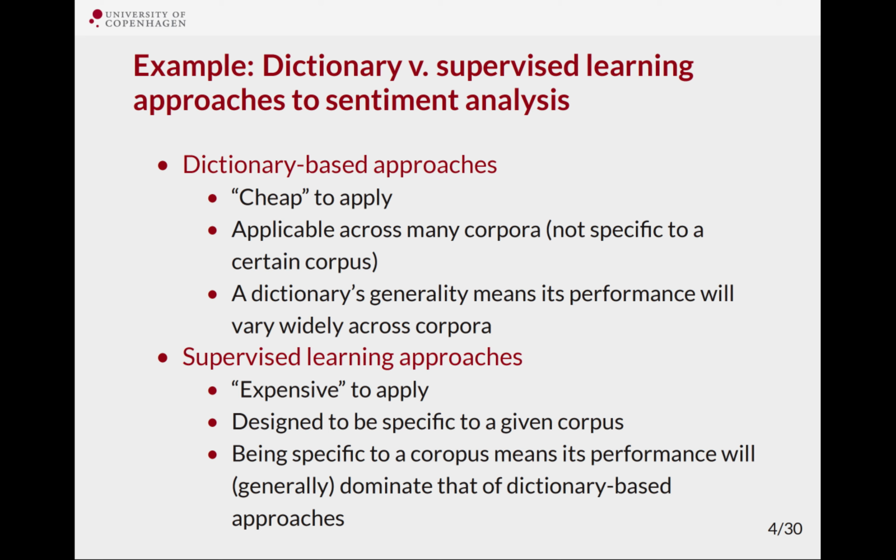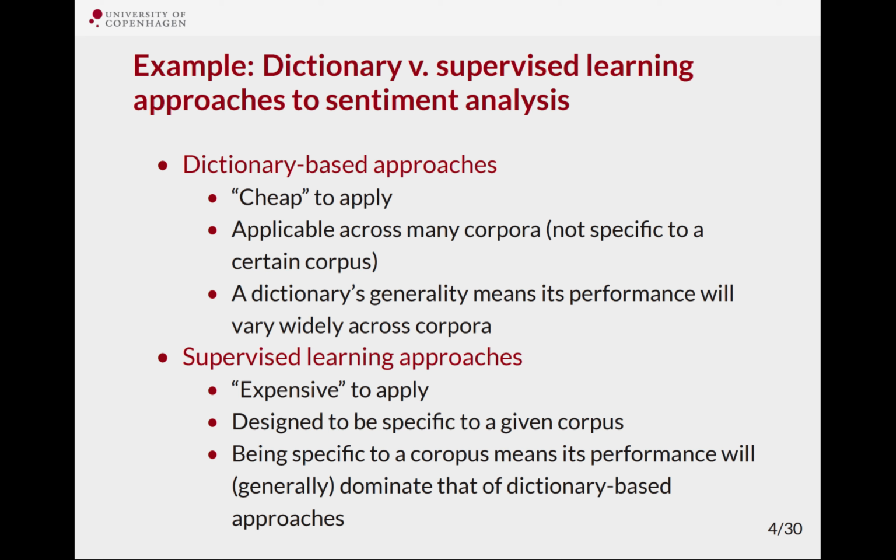So this is just an example of looking at dictionary-based approaches versus supervised learning approaches to sentiment analysis, because we talked about sentiment analysis in the last lecture. So dictionary approaches are great in a few respects, and they have some pretty big drawbacks in other respects. Dictionary approaches are very cheap to apply. As we saw in the last lecture, once you have a dictionary, applying it to new data only takes a few seconds. It's actually really quite easy to put together a dictionary or to use a dictionary.